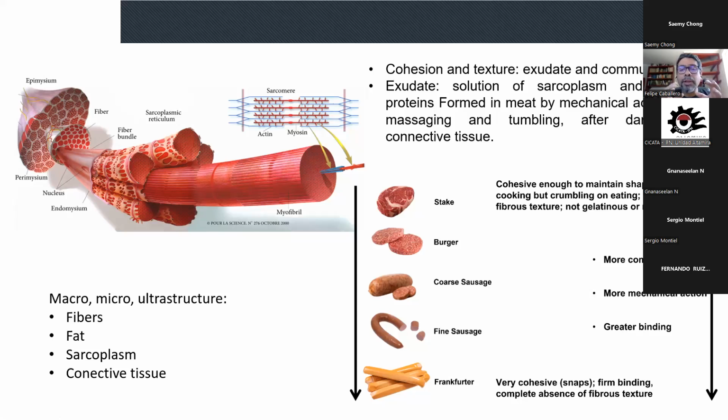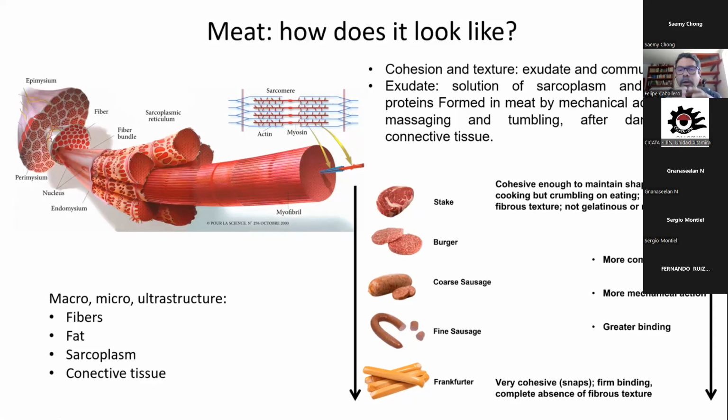They have to have cohesion. Cohesion means it has to hold together the meat, the fat, the water, and the flavors. And they have to have the texture: how it feels on the tongue, how it looks when you cut it, how it behaves when you process it. These two things depend very strongly on the exudate formation and the comminution.